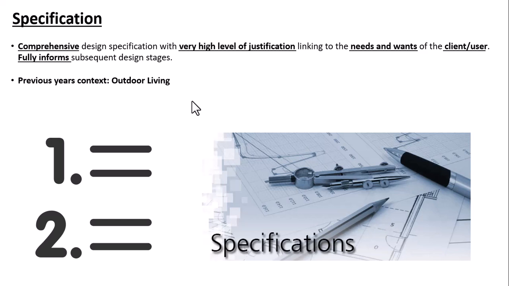Fully informed subsequent design stages. So you're going to produce a specification and you must justify every point that you discuss in your specification. It needs to be based around the needs and wants from your design brief and the needs and wants from your research. And the point of the design specification is it's a starting point when you design. So you should be linking your designs to what you're saying you're going to do in the design specification. Now clearly later on you might do some further research and that will add to your design, but this is a starting point for your design section.